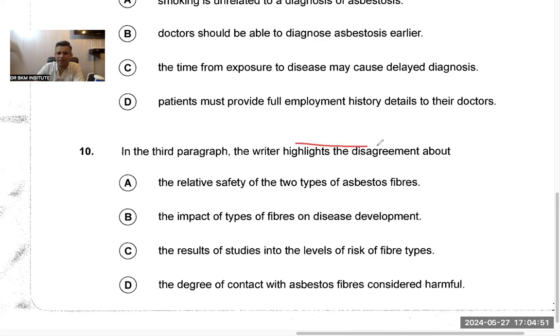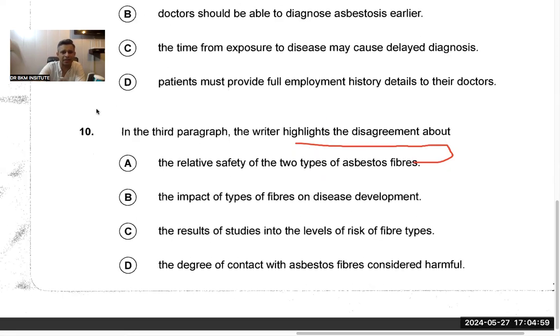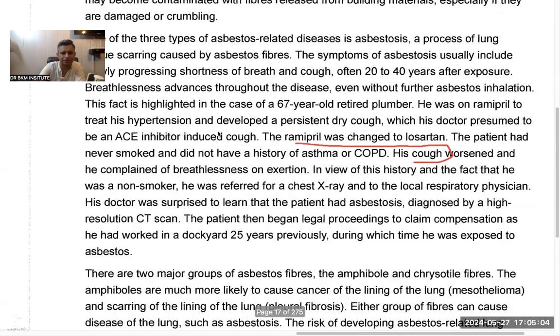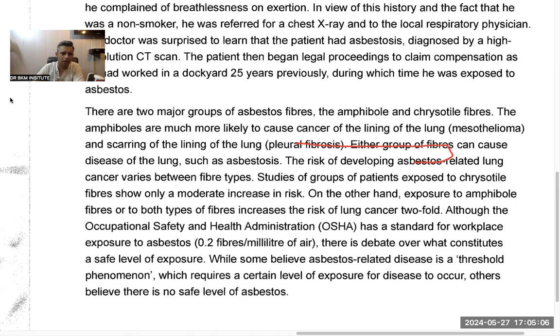In the third paragraph, the writer highlights the disagreement. A disagreement is something the writer did not agree with. So I have to find in the third paragraph that the writer is not agreeing with something. Let's see what that thing is that the writer is not agreeing with.